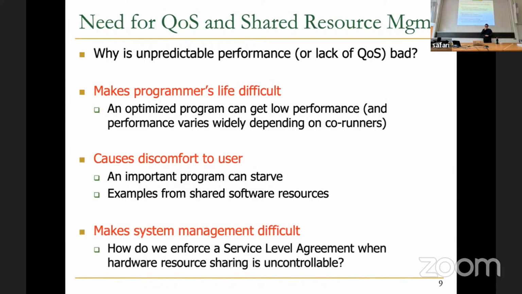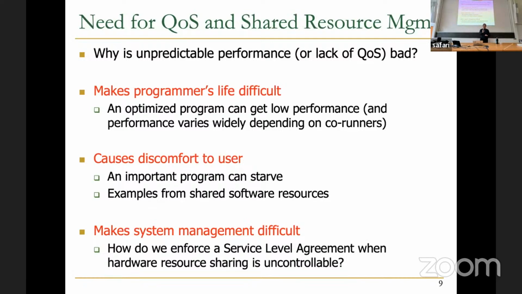On top of this, if you don't get quality of service and if you don't share resources well in a controllable manner, this makes system management very difficult. So for example, if you're operating a data center and if you provide some service level agreement guarantees to some user, how do you guarantee that service level agreement? You say that you're going to get this level of performance, whatever metric it may be. It may be some requests per second. It may be some latency metric, like you get your request satisfied within 10 milliseconds or so, whatever.